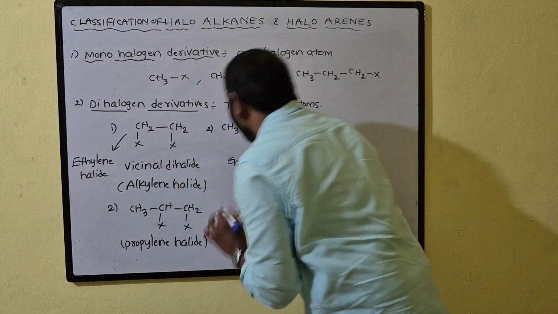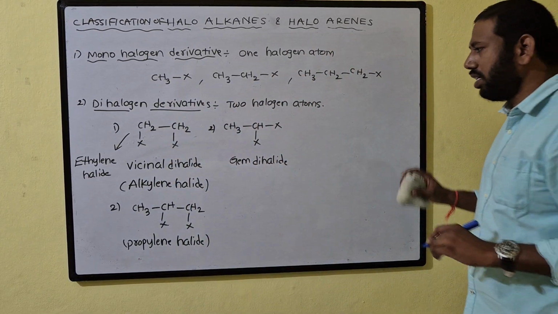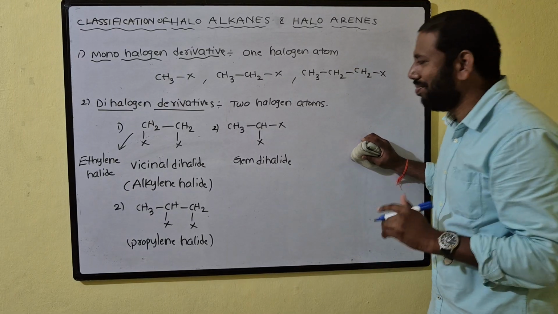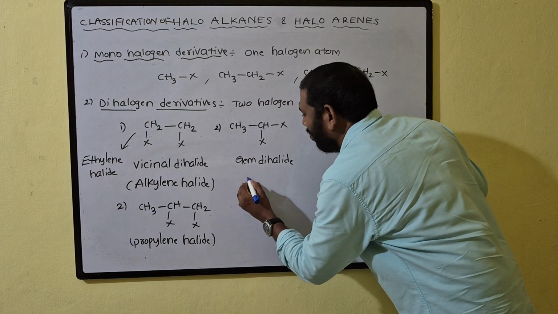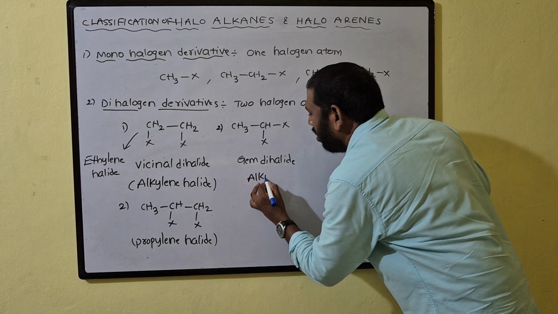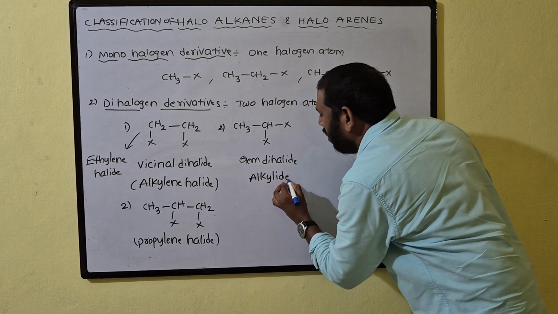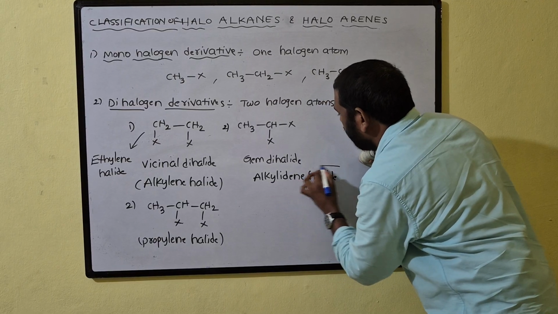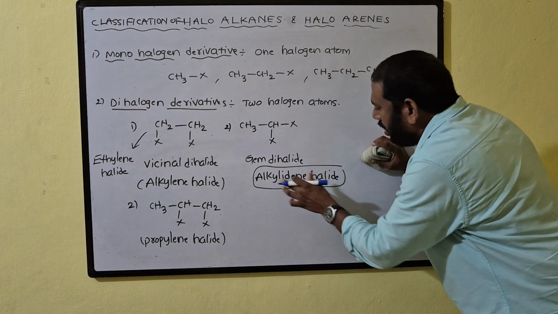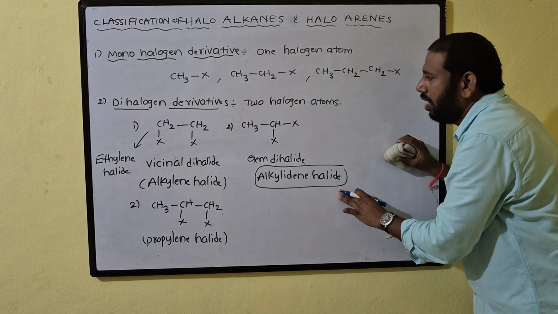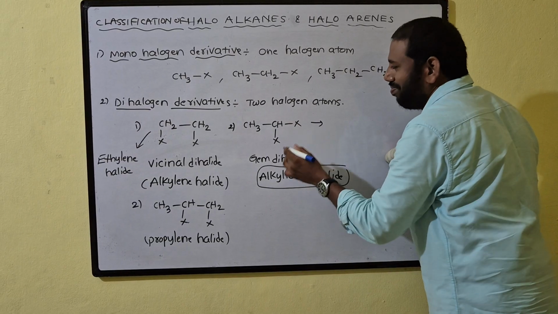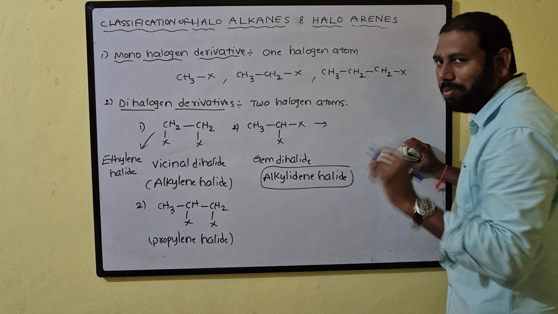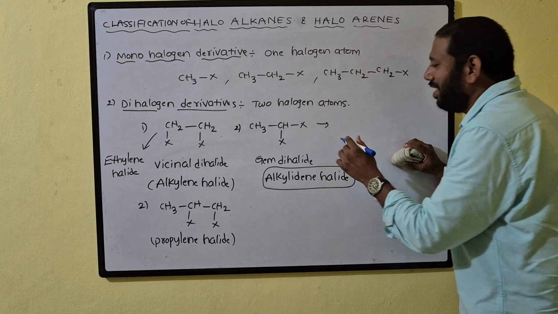Right. Now coming to gem dihalide. It also has a common name, alkylidene halide. So based on alkylidene halide, can we give the name to the gem dihalide? This compound contains two carbons. So two carbons means ethylidene halide.